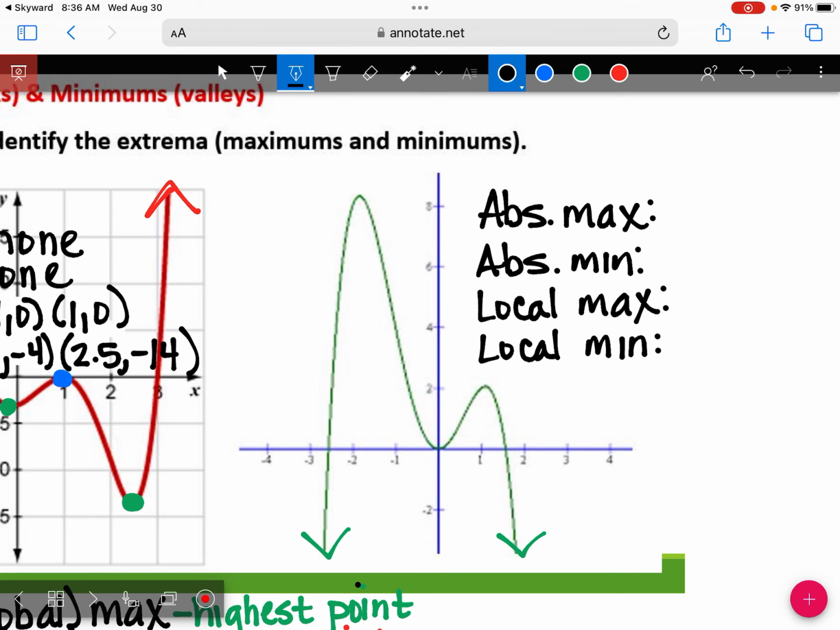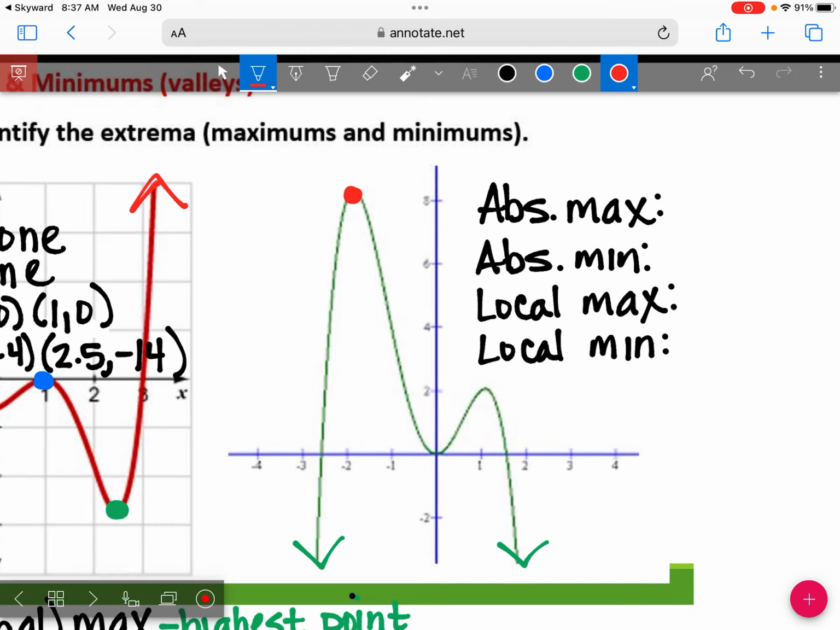So this graph does not have an arrow pointing up, so it does have an absolute max. The absolute max is your highest point. And would you agree that this point where I put this red dot, that is the highest point? So let's go ahead and list that.